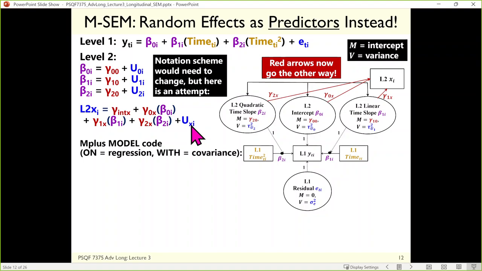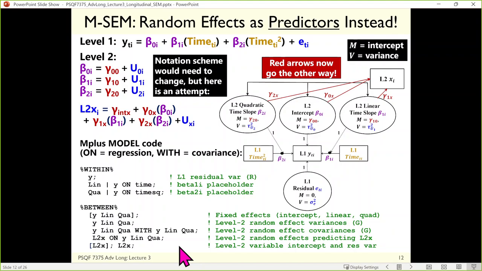Code would look like this, where the difference is in the placement of the "on." So we've flipped the left and right sides of the "on." That changes the level 2 X from a predictor on the previous slide, if it's on the right side. If it's on the left side, now it's an outcome. And the last two add the parameters that would come along for the ride.